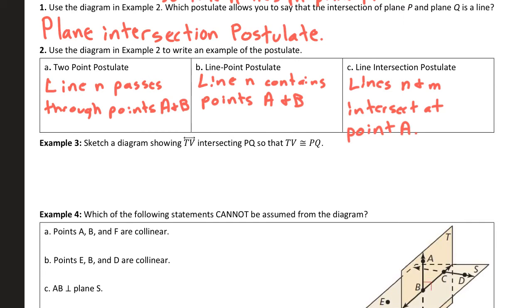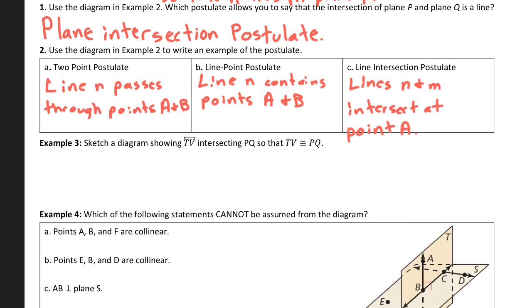And then number 2, you're doing 3 different ones. The 2-point postulate, we go back, we look at it. It says through any 2 points there exists exactly one line. So I'd say line N passes through points A and B. So I would just say through any 2 points there exists a line. Line N exists because it passes through points A and B. The line point postulate, that would be saying a line contains at least 2 points. So line N contains at least 2 points, A and B. It contains A and B.